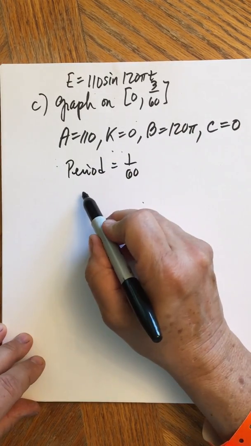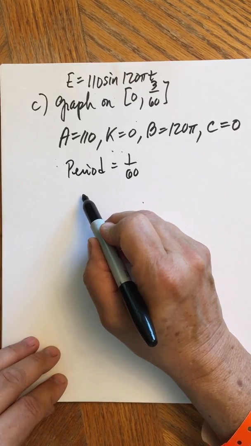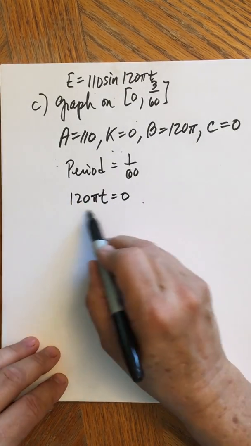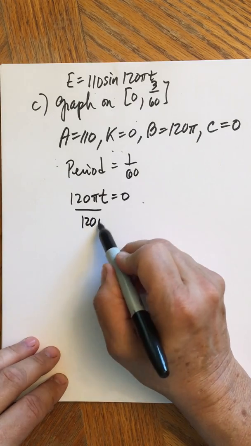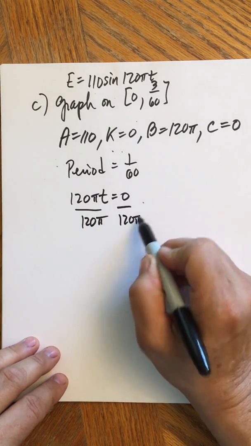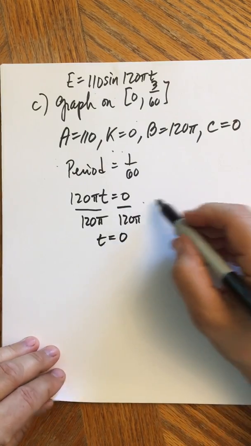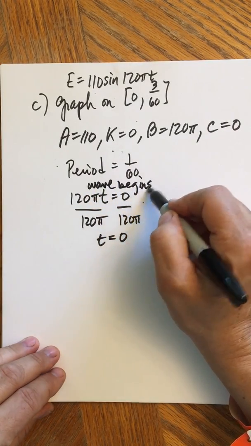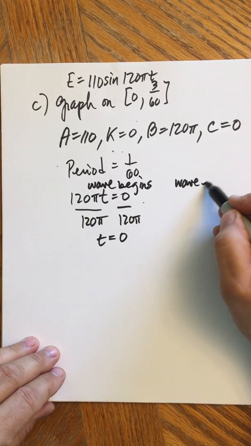And then if you want to do negative c over b to find out where the phase shift is, you could do 120 pi t equals 0, so divide both sides by 120 pi. So of course t equals 0. That's where the wave begins. Where does the wave end?